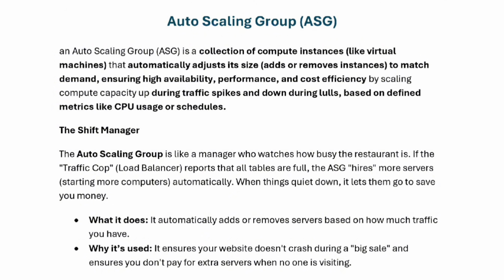So it is like a shift manager. The auto scaling group is like a manager who watches how busy the restaurant is. If the traffic cop, that is the load balancer, reports that all tables are full, the ASG, or auto scaling group, hires more servers. When things go down and it is quiet, it lets them go to save your money.